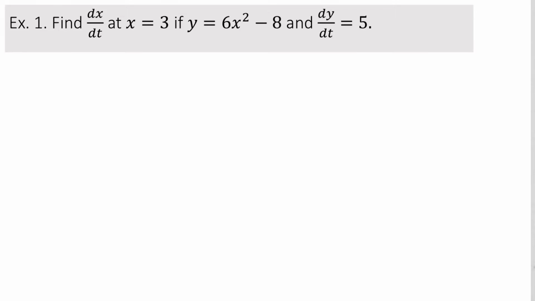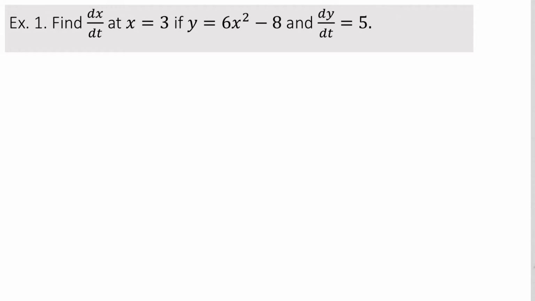So in this example here, we're asked to find dx/dt, so the implication here is that x is a function of time, at x equal to 3, if y is equal to 6x squared minus 8, and given that dy/dt is equal to 5. So that means y is also changing with respect to time. The change in y with respect to time is 5. So we're trying to find the change in x with respect to time. So both x and y are changing with time.